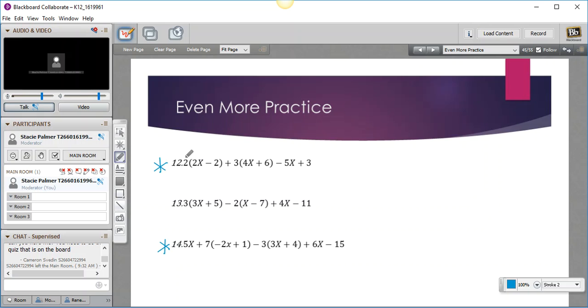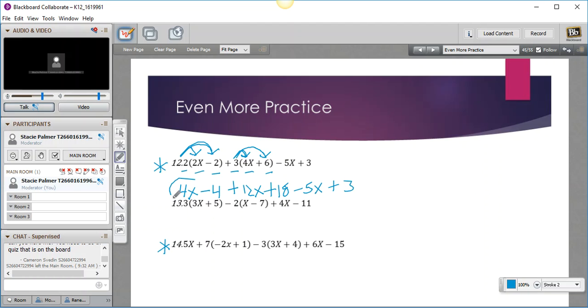Okay, so we have a 2 in front of a parenthesis with 2 terms, and we have a 3 in front of a parenthesis with 2 terms. So our first step in simplifying is to distribute. So here we go. 2 times 2x is 4x. 2 times negative 2 is negative 4, plus 3 times 4x is 12x. 3 times 6 is 18. And then we have minus 5x plus 3.